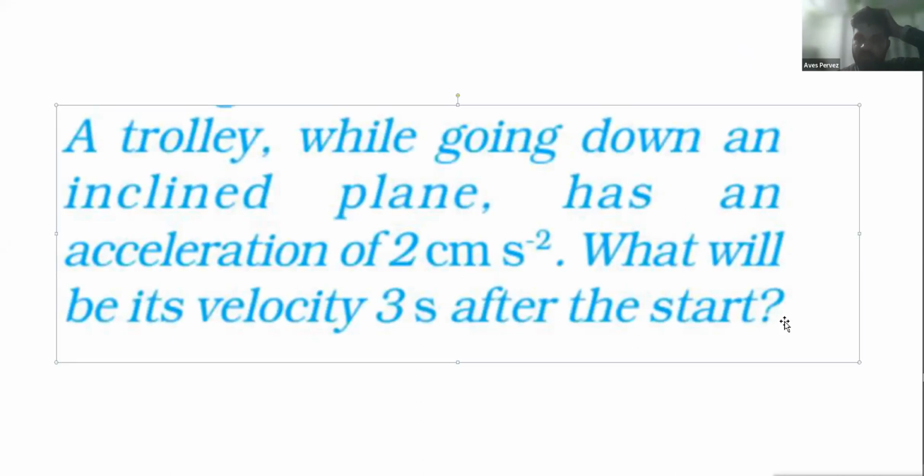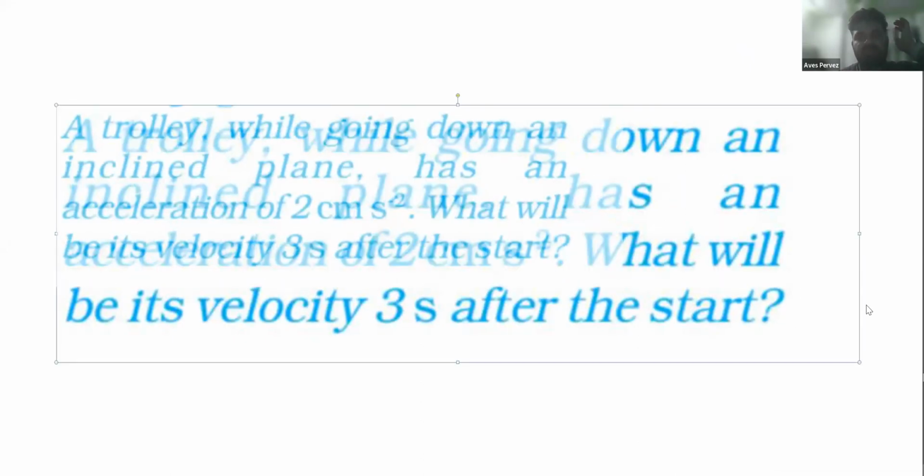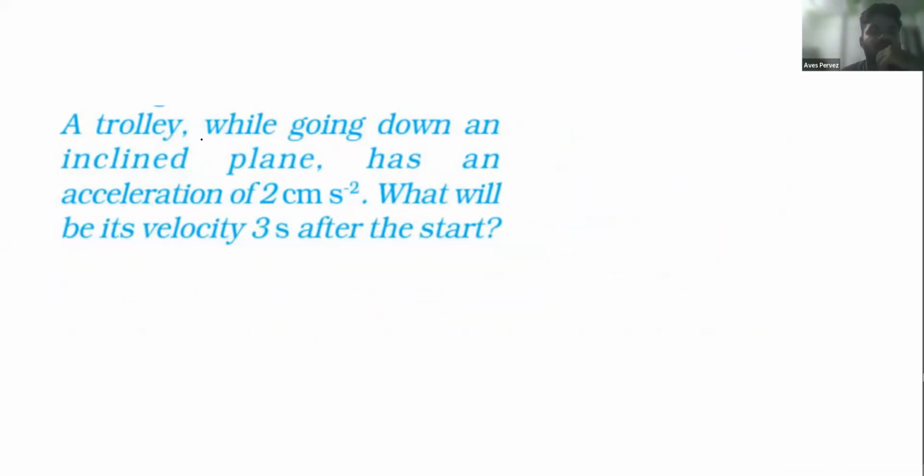A trolley while going down an inclined plane has an acceleration of 2, and that is not meters given to you. It is centimeter per second square. Centimeter is not a standard unit. So 2 centimeter is equal to how many meters? Tell me, 2 centimeter is equal to how many meters?